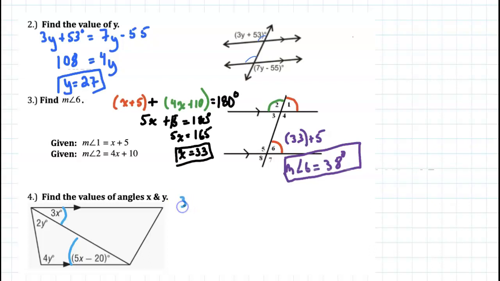So 3x is equal to 5x minus 20. Okay, so if I subtract 3x from both sides and add 20 to both sides, I'm kind of doing two steps, but so 2x is equal to 20. So I could say x is equal to 10. So I've got that value there. X is equal to 10, which would make this become 30 degrees here.